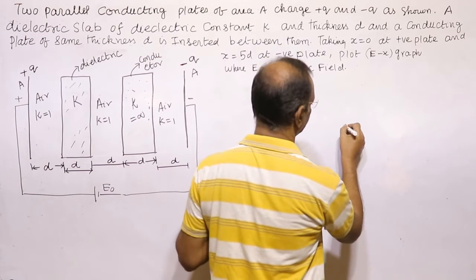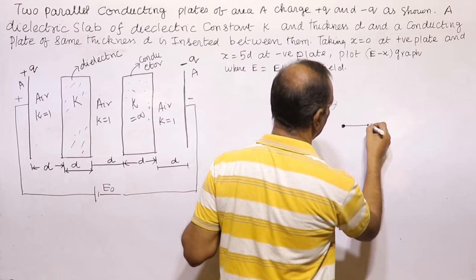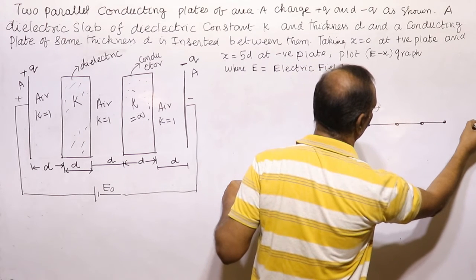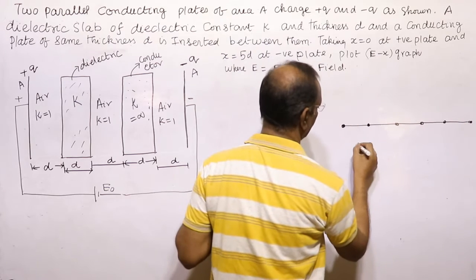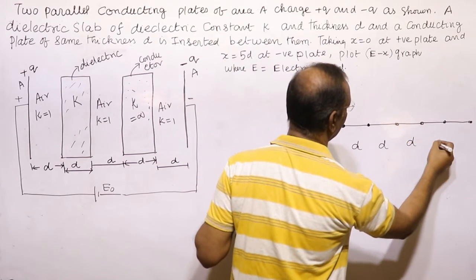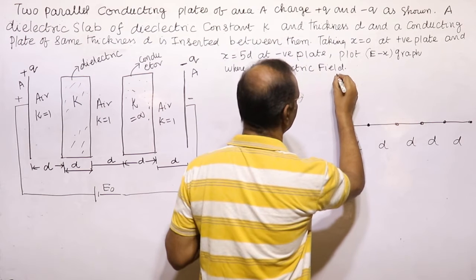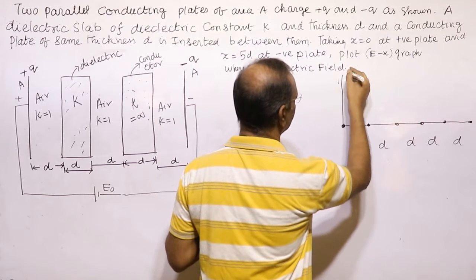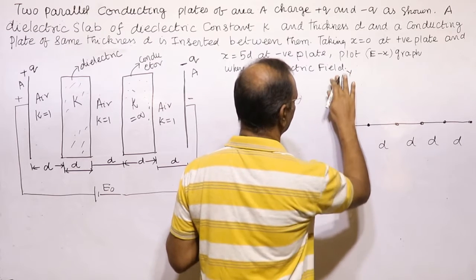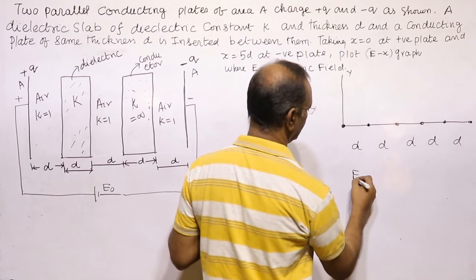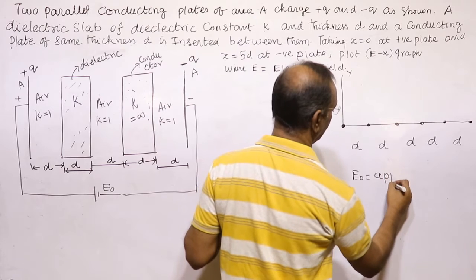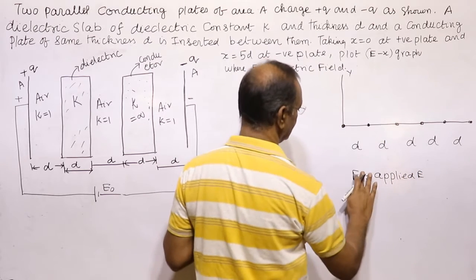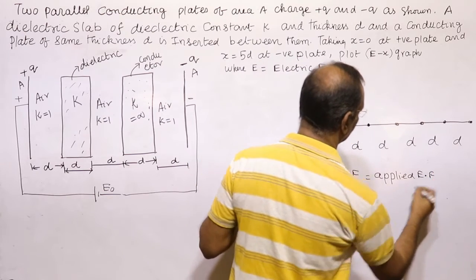Now let us take this one. On the x-axis we have 1d, 2d, 3d, 4d and 5d, and on the y-axis the magnitude of the electric field. So E naught, the applied electric field, we keep here as E.